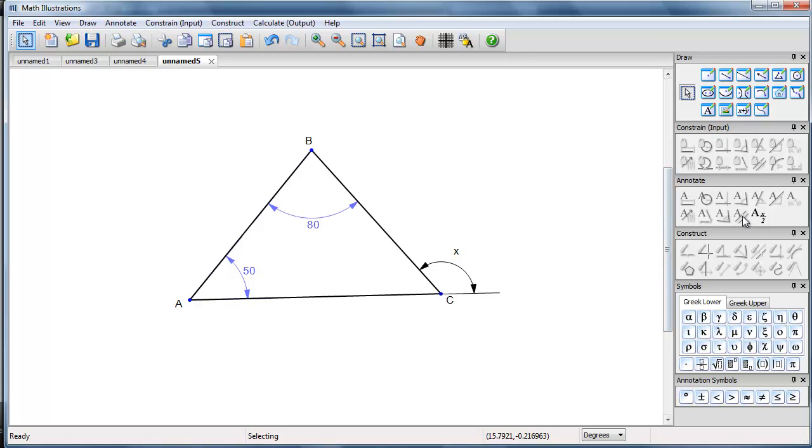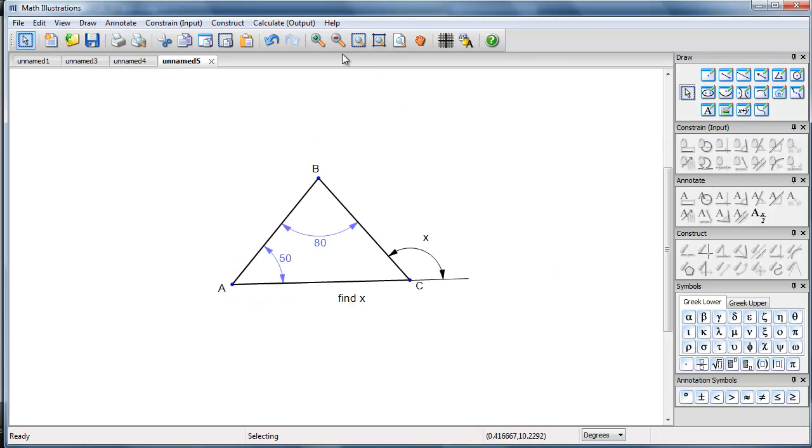Now I'd like just to put some text in, so I'll use this expression annotation that gives me a single line of text. I'm just going to say find X. So there's my drawing. I can make it a little bit smaller by shrinking out there.